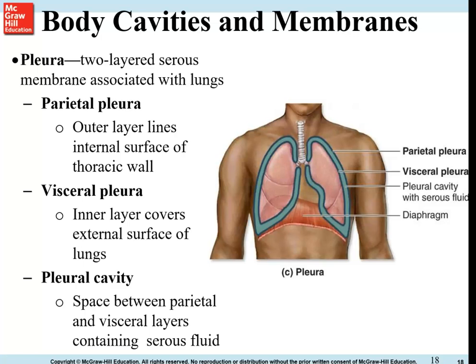The pleura, this is the two-layered serous membrane associated with the lungs. There's the parietal pleura, and parietal would suggest what? That it lines the surface of the thoracic wall. There's the visceral pleura, which again, visceral would suggest what? That it comes directly in contact with the organ. And again, you'll see there is a pleural cavity here, this area colored in blue, which is a potential space where fluid or air can collect.